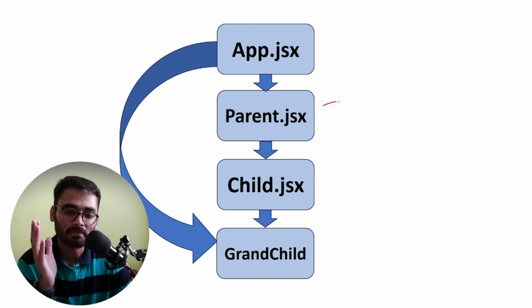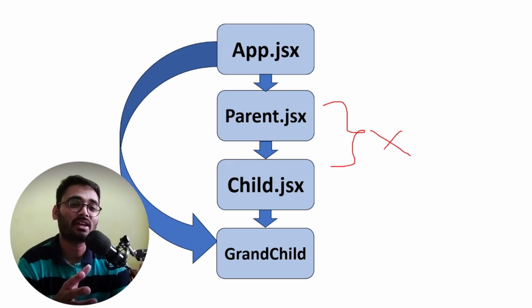Here we can notice that parent.jsx and child.jsx, these two components, don't need the data, yet they are holding that data, which is a drawback. The components between app and grandchild need to get the data and pass it on. There is no alternative way when we go with prop drilling, which is a drawback as well.